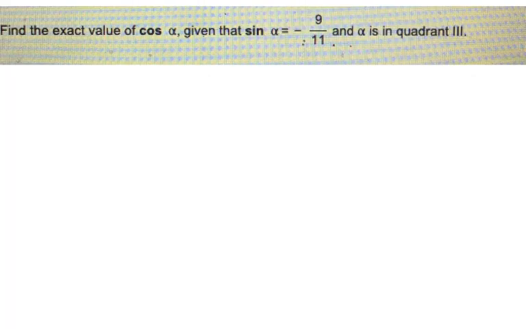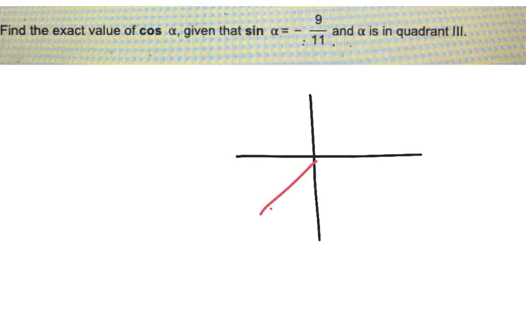Here it asks me to find the exact value of cosine of alpha, given that sine of alpha is negative 9 over 11, and the angle alpha occurs in quadrant 3. So for me, I always like to draw a picture to set this up. So I know that my point or my angle is occurring in the third quadrant. So I'm going to draw a right triangle in the third quadrant. And here, the central angle, that is my reference angle for alpha.